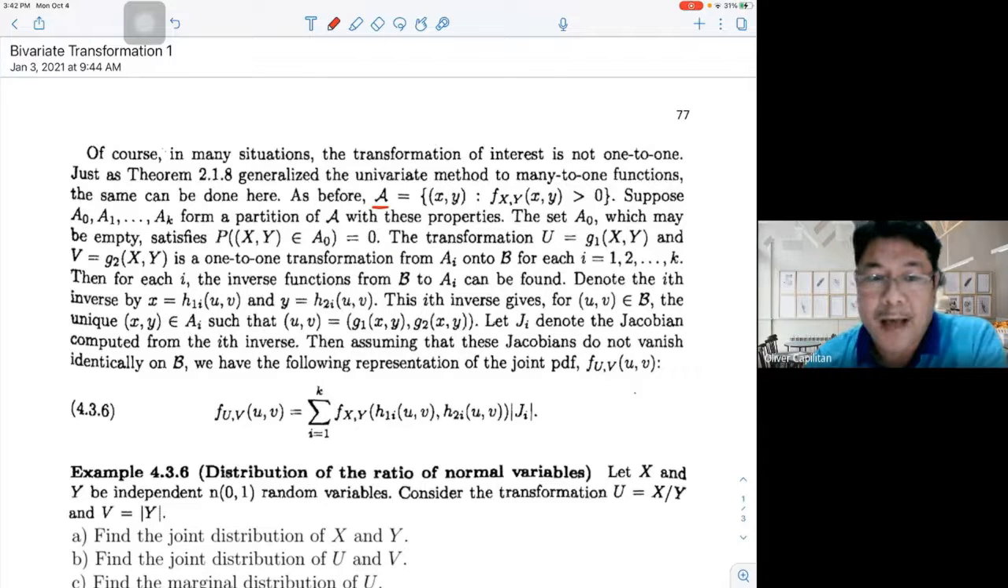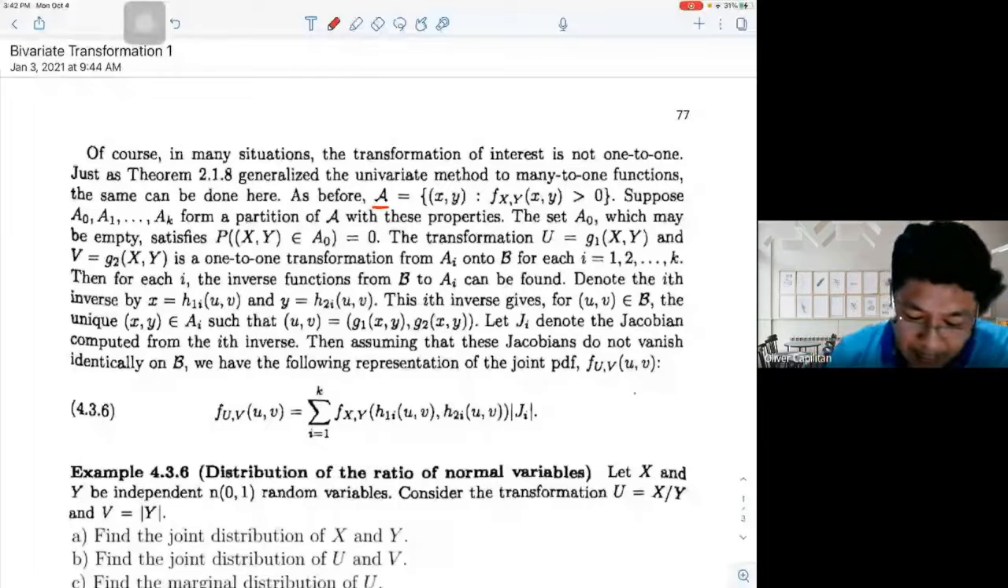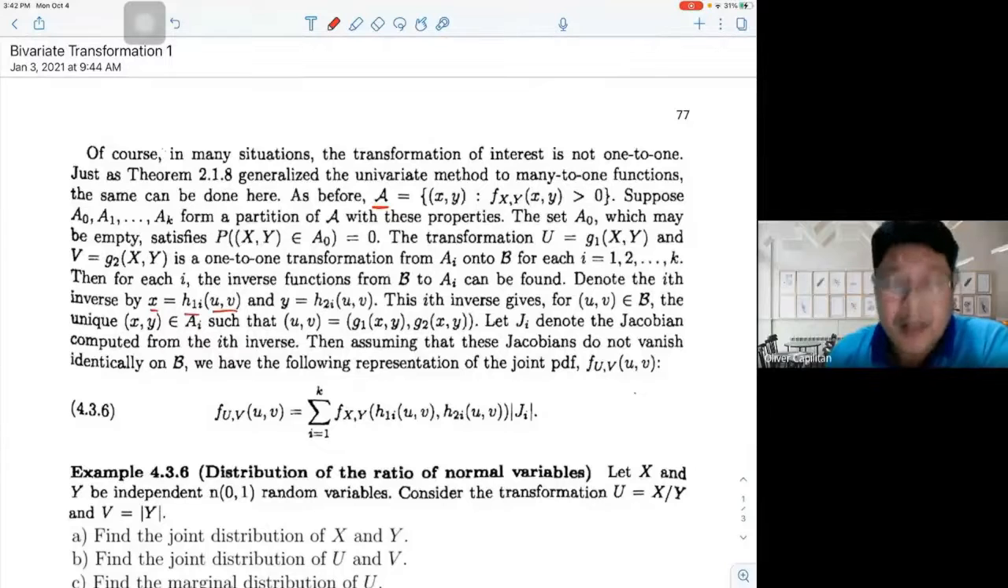Then for each i, we will be able to determine the inverse function from script B to A sub i. And we denote x here by h sub 1i of u, v, and y by h sub 2i of u, v, for i from 1 up to k.